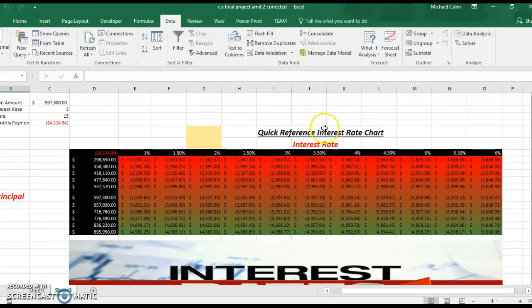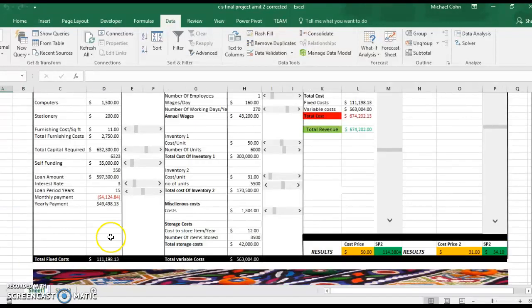Now when we come to the next tab of the sheet, we see a quick reference chart. This quick reference chart basically shows the monthly payments at different interest rates for the loan amount of $597,000. So this is the loan amount of $597,000. It shows a range from 50% of that amount to 150% of that amount. The loan amount of $597,000 is sourced from the first sheet where the loan amount is there.